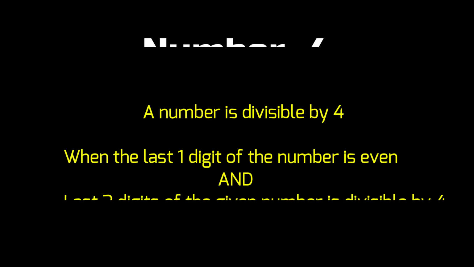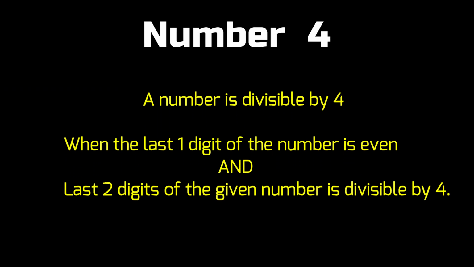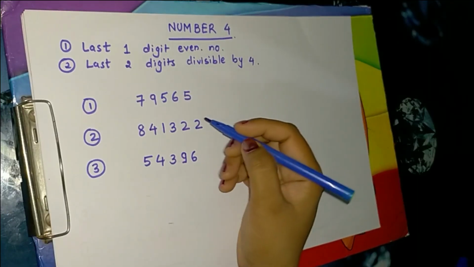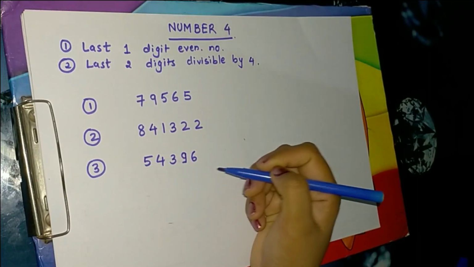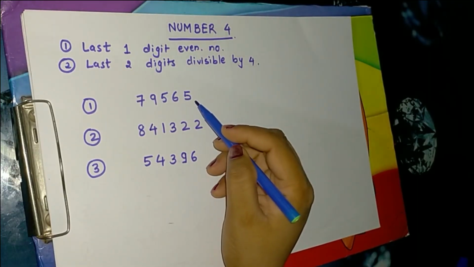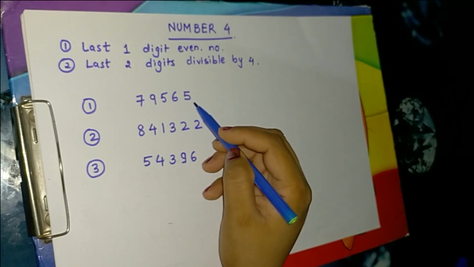A number is divisible by 4 when the last one digit of the number is even and the last two digits of the given number are divisible by 4. For example, here we have three numbers. According to our rule number 1, the last digit of the number must be an even number.